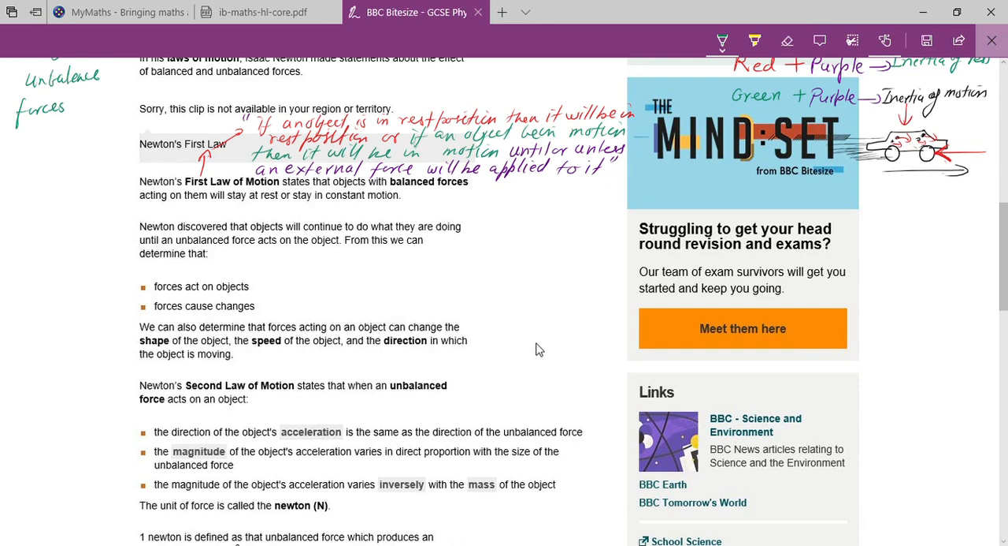Also, the magnitude of the object's acceleration varies directly in proportion to the size of the unbalanced force. So that means whatever the magnitude of acceleration is, it will be directly proportional to the size of the unbalanced forces. Understand, beta?